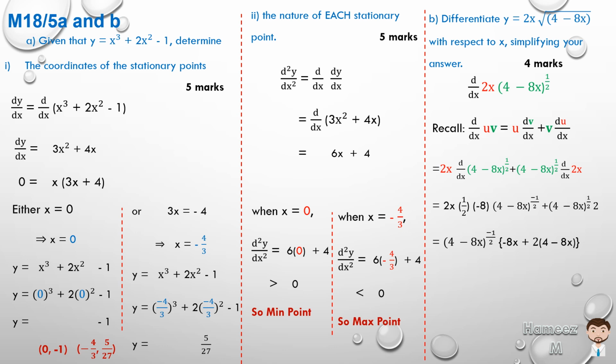times 4 minus 8x. And if we expand, it will give us 4 minus 8x to the power minus a half by minus 8x plus 2 4s are 8 minus 16x. And we can now factorize out 8 as well. So we get 8 by 4 minus 8x to the power minus a half by 1 minus 3x. Because if we had worked out those brackets, it would just give us 8 minus 24x. So all we did was factorize out the 8 as well.